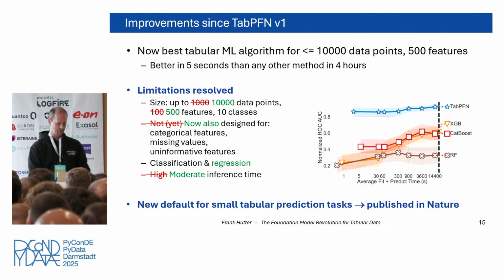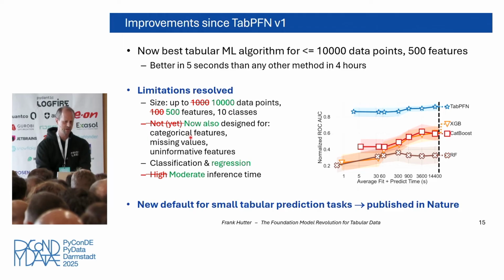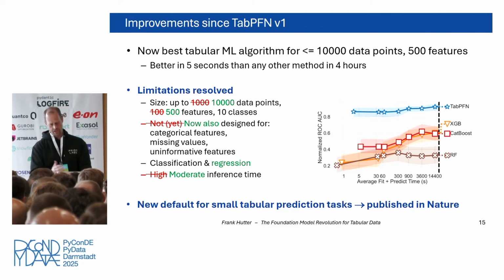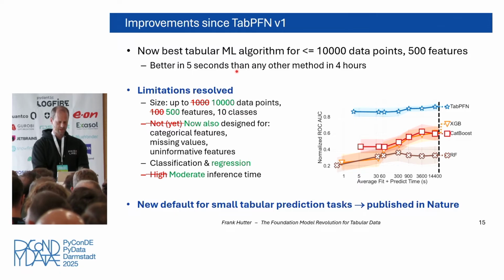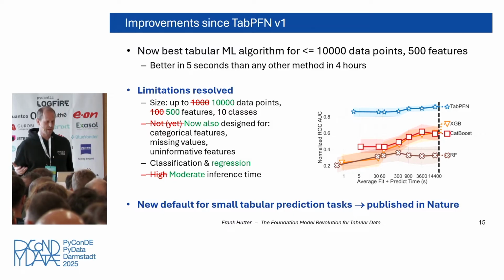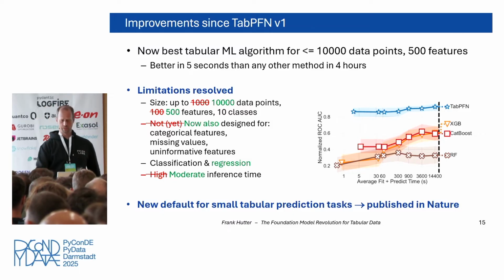Now it works for up to 10,000 data points and 500 features. Now it also works for categorical features, missing values, uninformative features, and also for regression. And the inference time we also reduced. Yeah, and it continues to be better than previous methods. So here, now in 5 seconds, it's better than other methods in 4 hours. And so really, basically, it becomes a new default for small tabular prediction tasks.